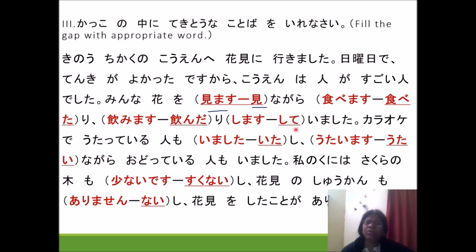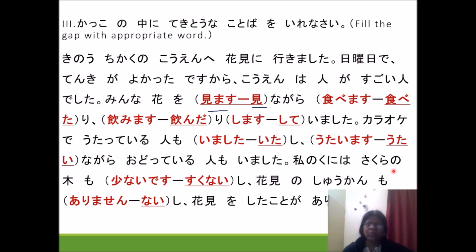Imashita, so te form will go, shimasu, shitte imashita. Okay. Karaoke de utatteiru hito mo imashita, so ita, because shi takes plain form of the verb, so imashita's plain form is ita. Hito mo ita shi, utaimasu, utai. Here it is nagara grammar given, so like this, here it will go utainagara, masu will be omitted, only utai will go, masu form nagara, so utainagara, odotteiru hito mo imashita.